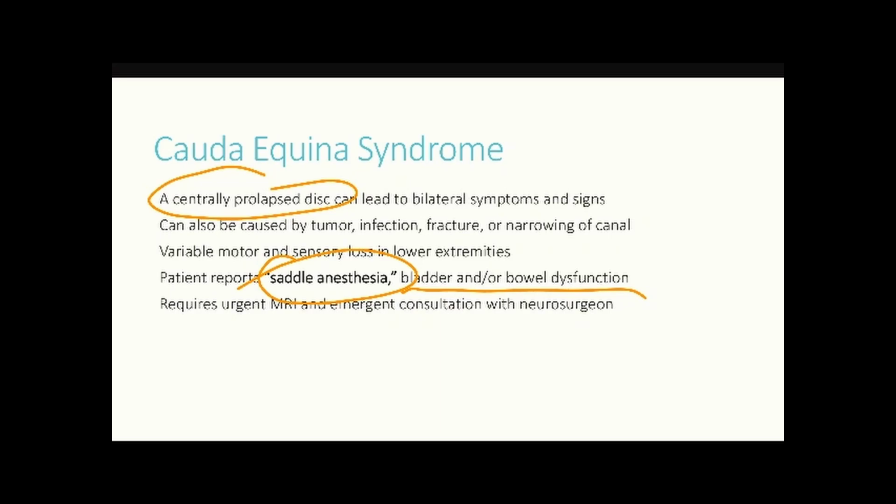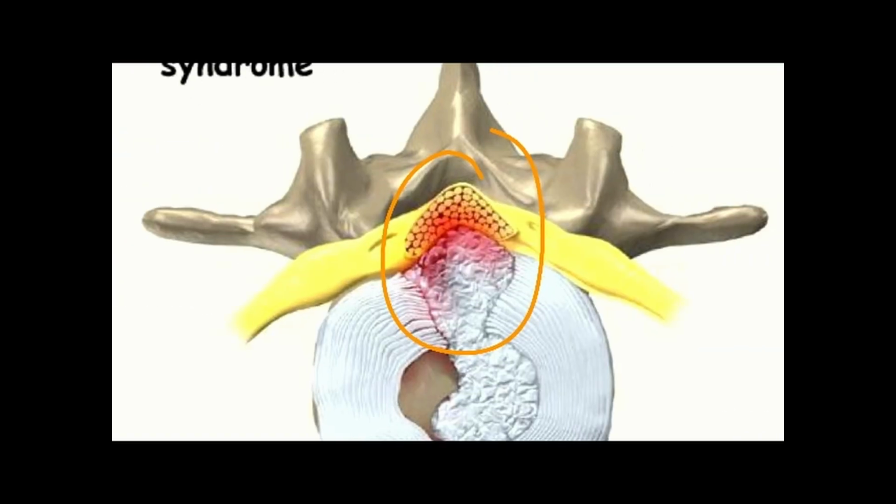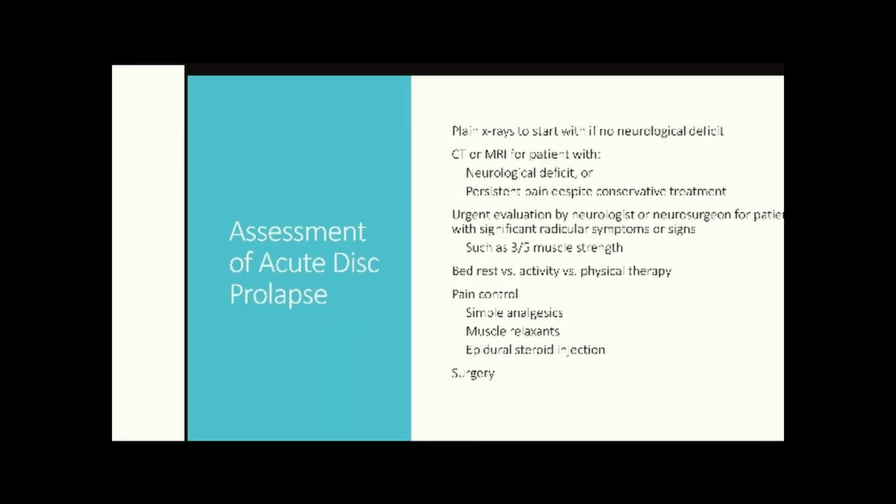Urgent MRI, urgent consultation with neurosurgery, because that needs to be fixed. That compression needs to come away. So here it is right here. You see how it's pressing on the middle, not off to the side. So both sides are affected. Saddle anesthesia, because you get weakness on both sides of the hips and the pelvis.